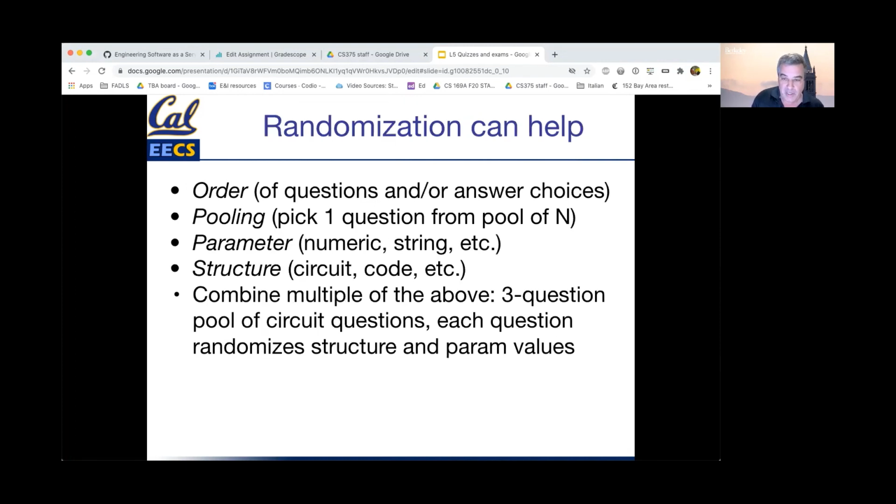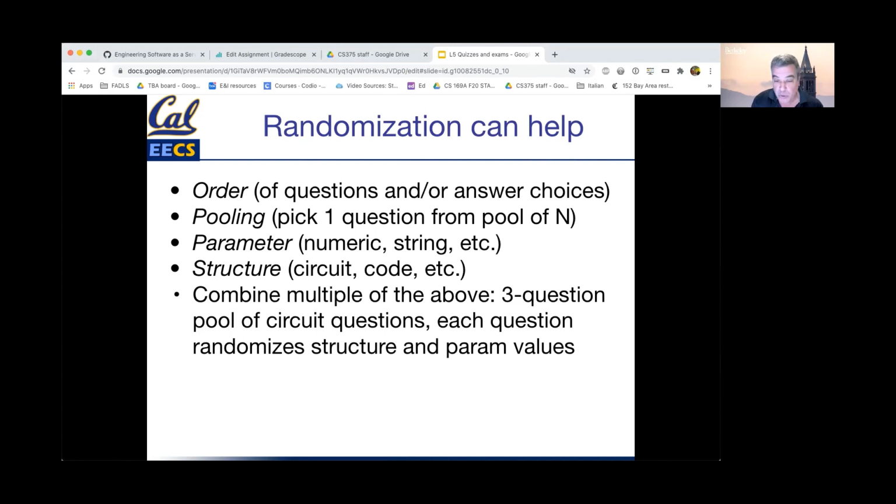What can you randomize? Depending on how you design your questions and what is supported by your quiz framework, the obvious things are randomizing the order in which questions appear, assuming that it doesn't matter, because, for example, groups of questions don't need to appear in sequence. You can also usually randomize the order in which answer choices are presented, as I mentioned earlier.